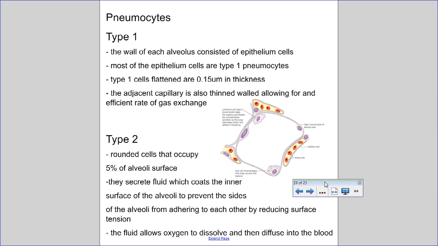Inside the alveoli, there are different types of cells found, so different types of what are called pneumonocytes. There's type 1 and type 2 pneumonocytes. The wall of each alveolus consists of epithelial cells, as mentioned before. Most of the epithelial cells are type 1 pneumonocytes, so they are the ones that line the alveoli.